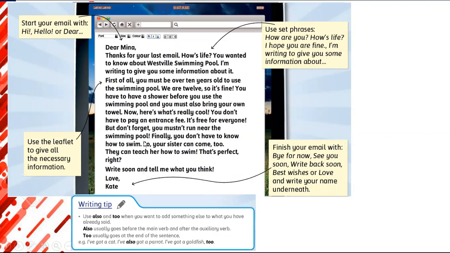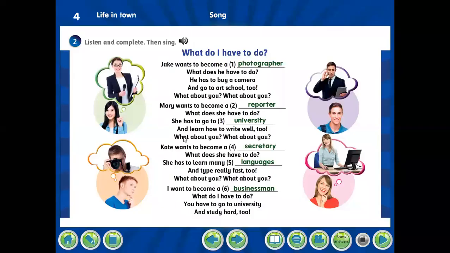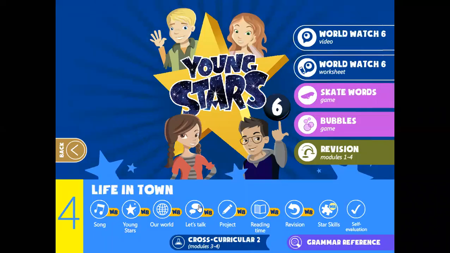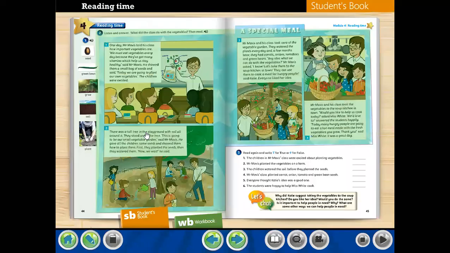Okay? Now, let's work, please, in the book, because we have a story in our books. Young Star, open, please, your Young Star. Let's go to page 40, okay? 44 and 45. Open, please, open your Young Star. We have a story.